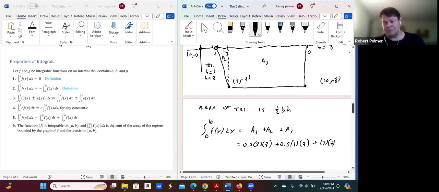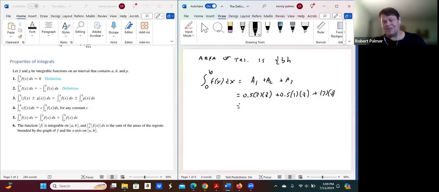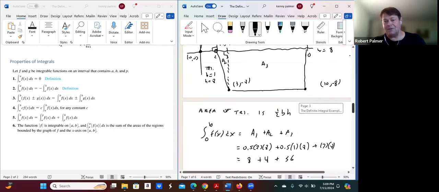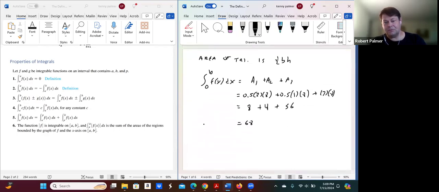Okay, let's figure out what this is. All right, so 2 times 8 is 16. Half of that is 8, plus 8 times 0.5 is 4. And then 7 times 8 is 56. And so that should be 68. So that then is the area, the value of that integral from 0 to 10, f of x dx. Oh, wait, hang on.